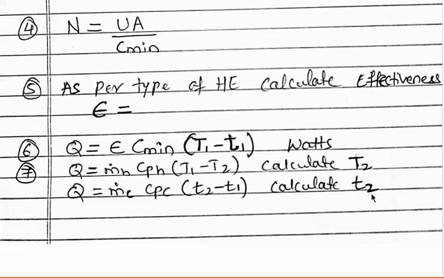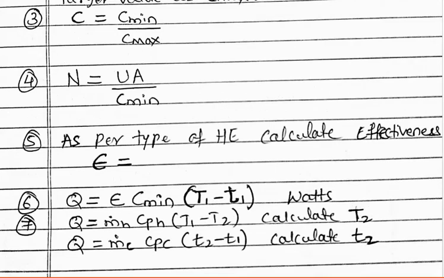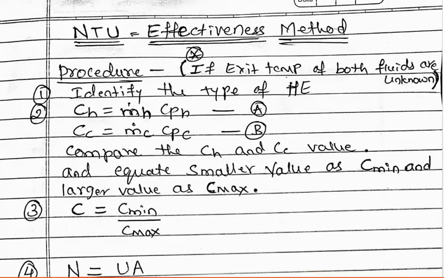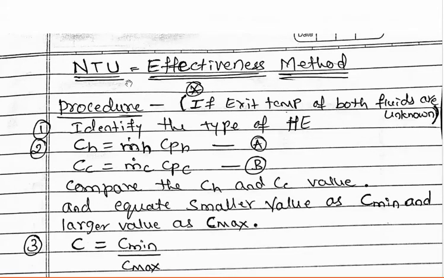So this is the small procedure that you have to follow to solve problems using the NTU method or effectiveness method. This is also the procedure that you have to adopt if the exit temperatures of both fluids are unknown. If this is the condition, then you have to adopt the NTU method or effectiveness method to solve the problem.